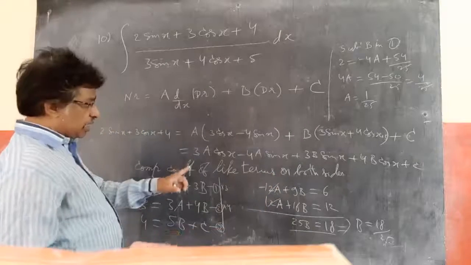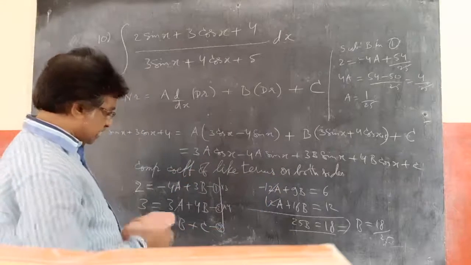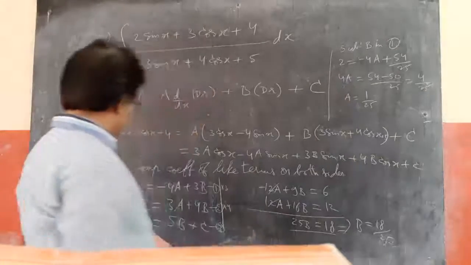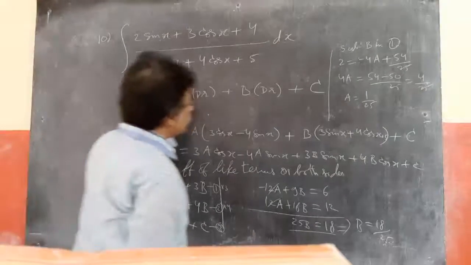A we got, B we got. Substitute B in equation 3, you will get C, I told you. So what is B? 18 by 25. In equation 3, so how do we get C here?